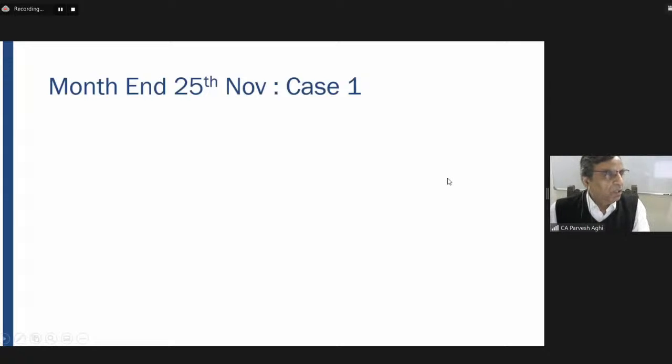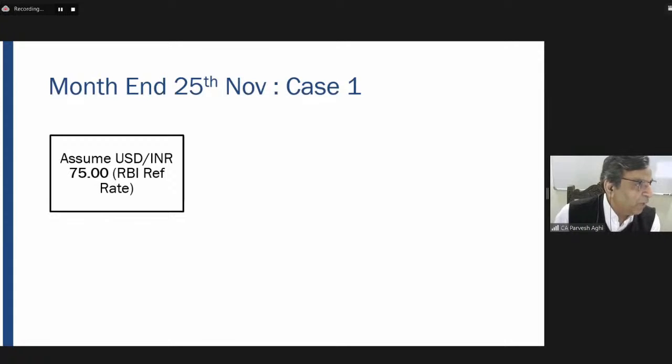Now let's have a scenario. Either the dollar will go up or the dollar will go down. So after the month end is over, that means 25th of November, the expiry date, suppose you wait till expiry, and assuming case one, the dollar has gone up to 75. Now the RBI gives a reference rate, and the stock exchange uses this rate to settle the trade. This is normally very close to the spot rate in the market. So assume the US dollar INR rate is 75, which is the RBI reference rate.